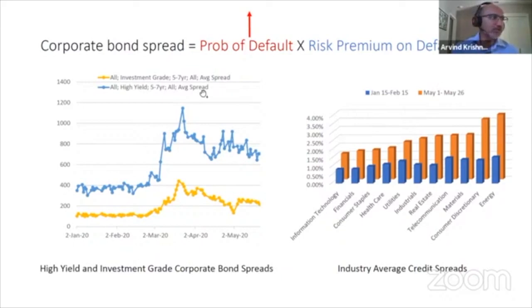The left panel, which is tracking junk and investment grade, gives you a sense of the debt effects: more debt here and less debt here. On the right panel, I'm plotting how spreads have evolved since the beginning of the year across different industries. And you can see that the industries in which earnings problems are most severe, consumer discretionary and energy sectors, are the ones in which spreads have risen the most.